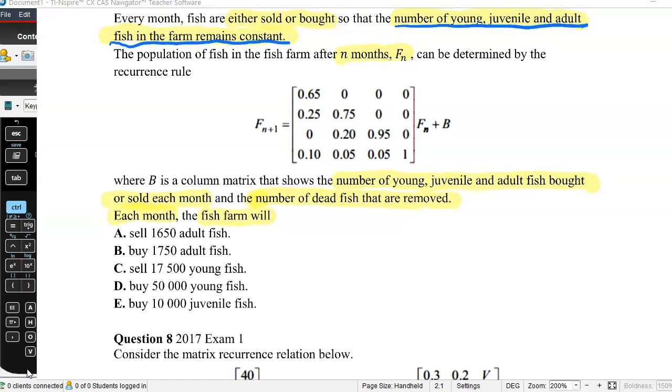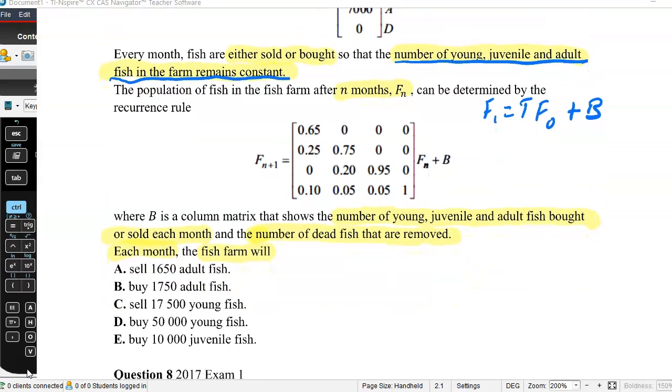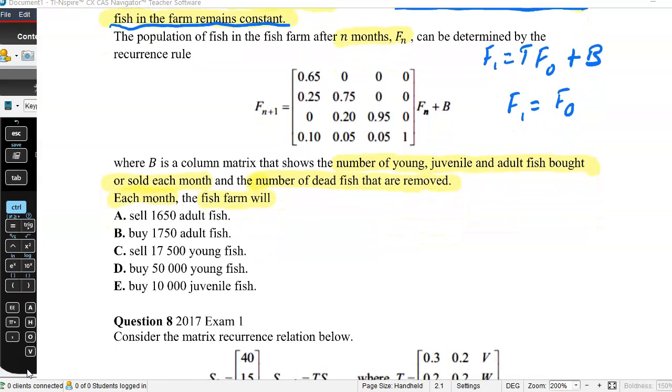So just for argument's sake, let's say F1 equals that transition matrix times F0 plus B. Now, because we get told that the number of young, juvenile, and adult fish are the same, I know that F1 must be equal to F0. So let's write this up.